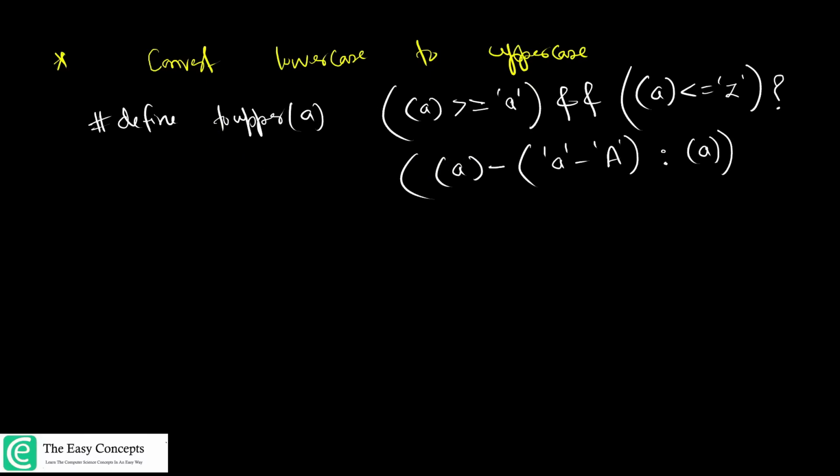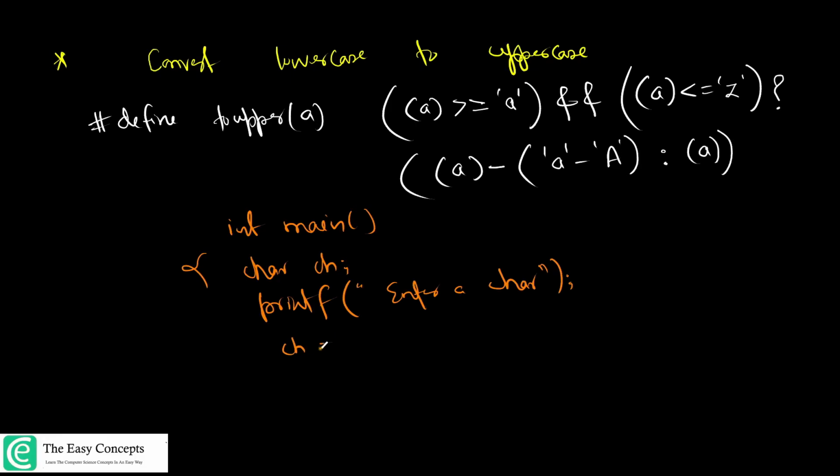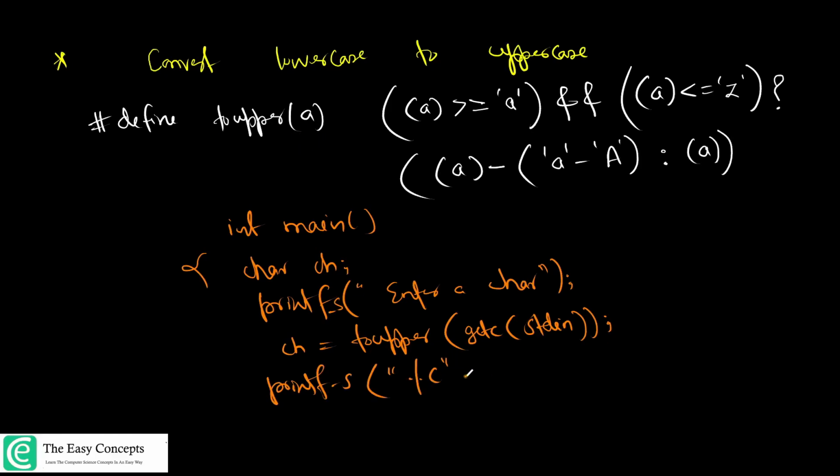So let me write a program for you. int main. There is a character that we are taking as input. We are taking that input into ch, and we are calling this macro TO_UPPER. Use getc from stdin, so it will take standard input and pass it to this macro. Use printf here and print this character, whatever we are getting from above.